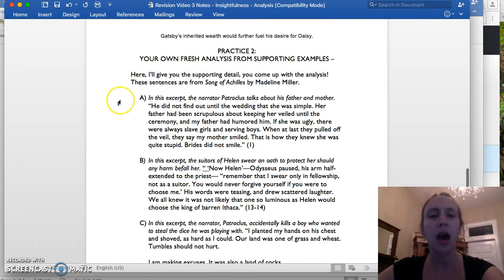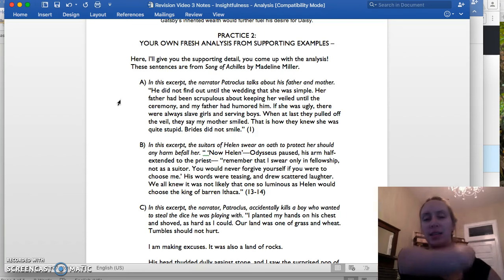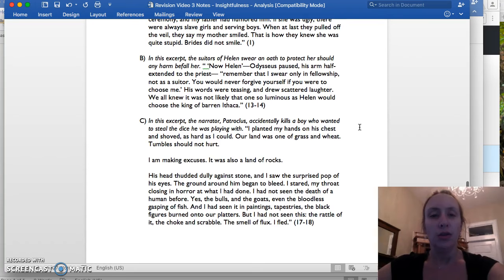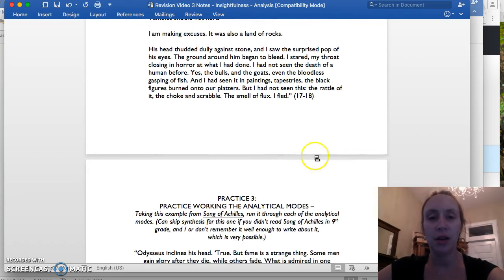Practice 2, your own analysis of these supporting examples that I'm giving you. These are from Song of Achilles by Madeline Miller, which you read in ninth grade, possibly. If you had me as a teacher, I think Kania might have taught it once. But I explain in the italics here what they're about, and this generally turns on the story of the Iliad by Homer, the story of Achilles, the Trojan War. But you don't have to worry about being true to the text again here. Just try to interpret them in some way. Even if you had never heard of Achilles or the Trojan War or anything, you could still do something with these. So there's three, A, B, and C. C is a little longer.